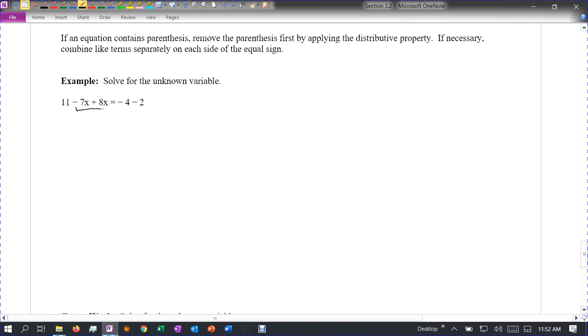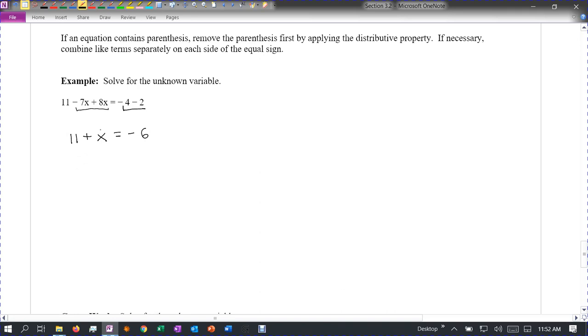So these are like terms, so we can put them together. So that would be 11. Negative 7x plus 8x would give us just plus 1x. And on the right hand side, these are like terms also. I can put those together, that's minus 6. And now we just play the same game we just played.